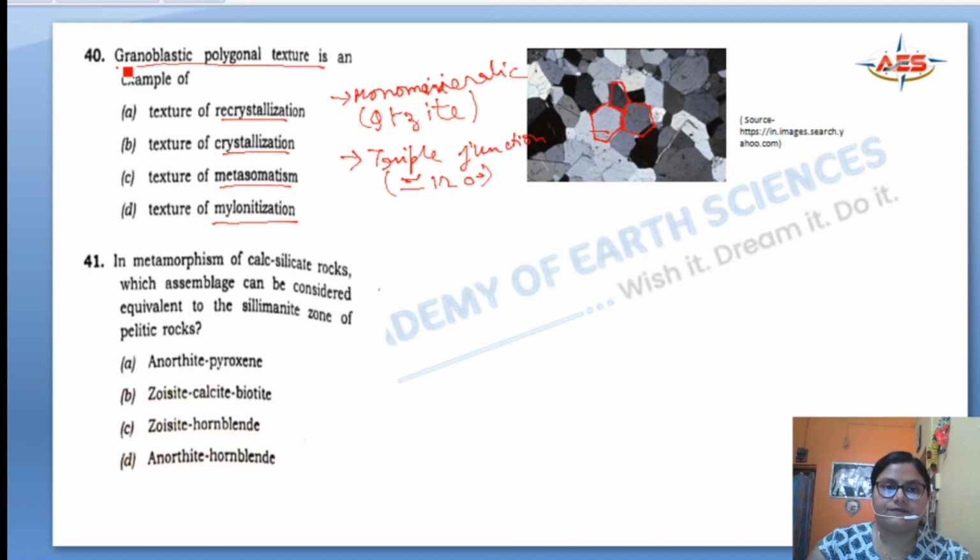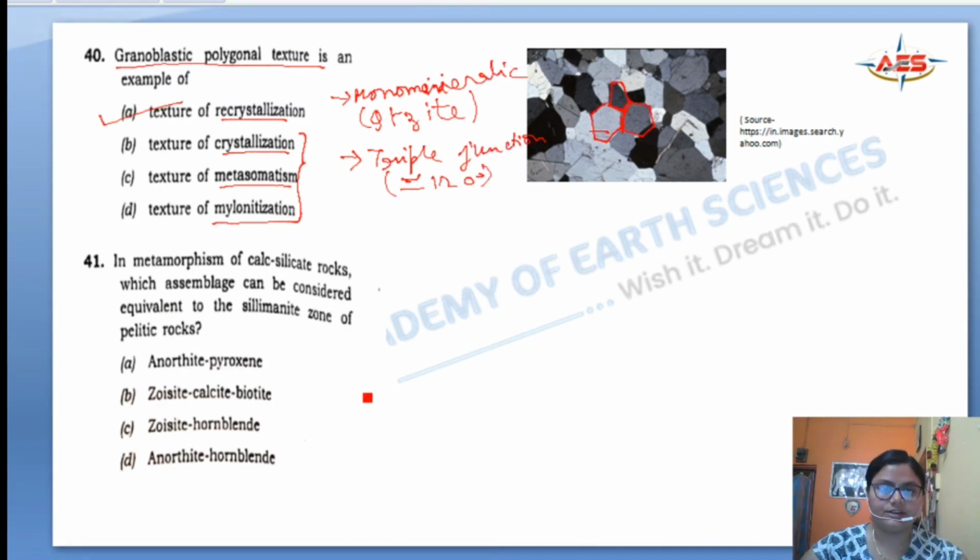So in the case of the granoplastic polygonal texture, it is due to the texture of recrystallization. Okay, the answer A is correct. Granoplastic polygonal texture is never formed by crystallization or contact metamorphism or mylonitization processes. It is due to static recrystallization, that the grains meet at a triple junction of 120 degree, okay, because they are monomineralic in nature. So option A is correct for question number 40.